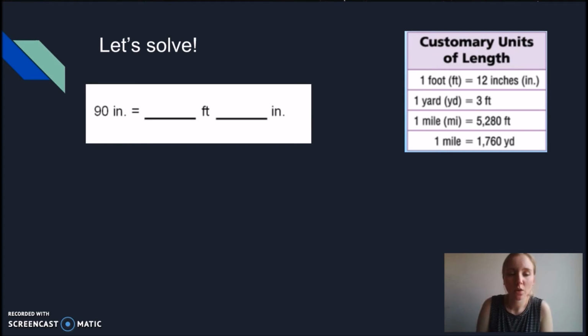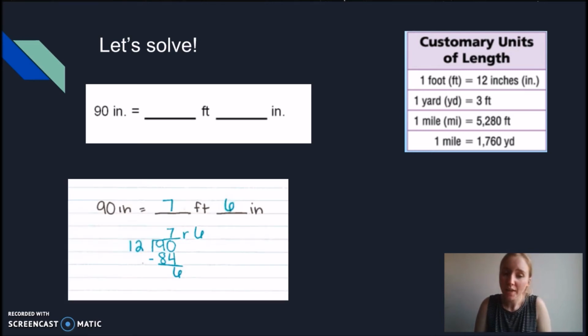90 inches equals how many feet and how many inches? Go ahead and pause it and solve. Did you get 7 feet 6 inches? If you did, awesome job. If you didn't, let's talk about it.